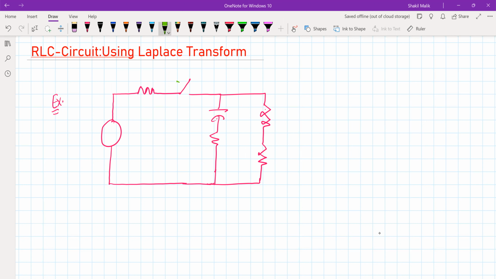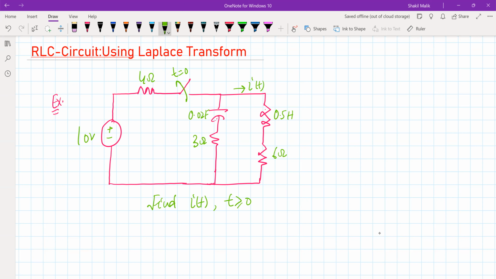So this switch is opened at t equal to 0. This is equal to 4 ohm. This is equal to 10 volt. This is 0.02 farad. This is 3 ohm. This is 0.5 Henry. And this is 6 ohm. And we have to find I of t. So our goal is to find I of t for t greater or equal to 0.